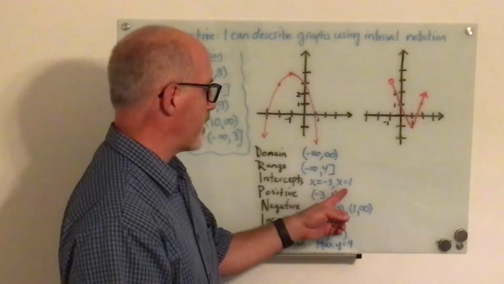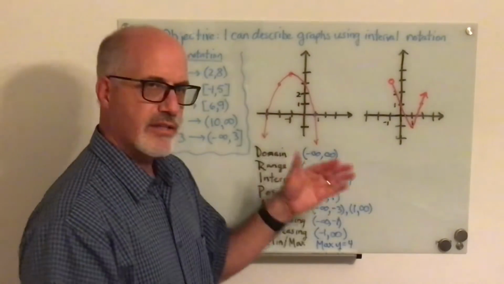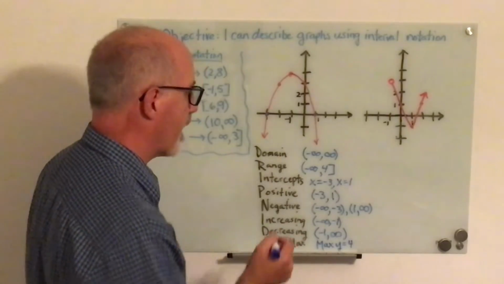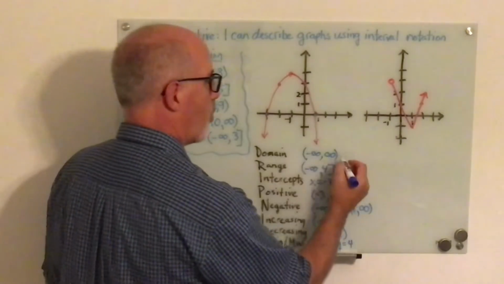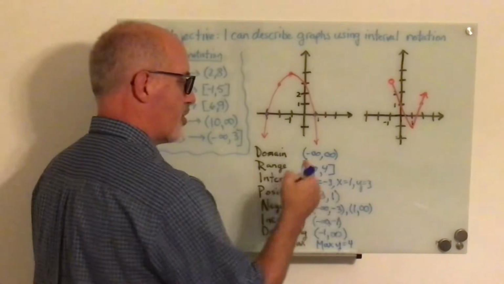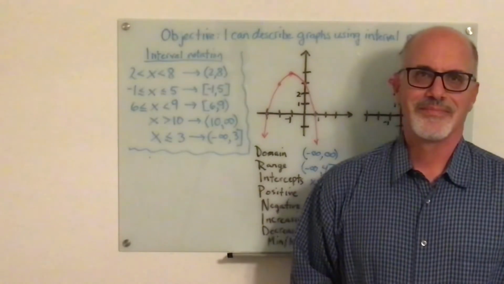Last thing I need to mention is that there is a y-intercept. It doesn't impact these intervals at all, but I'm going to put it down anyway. The y-intercept here is at y equals 3. So it doesn't change my intervals at all, though.